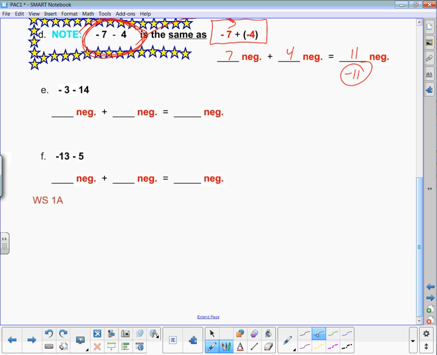So remember, when you see negative 3 minus 14, you have to say to yourself, this is exactly the same thing as a negative 3 plus a negative 14. And really, all I get my students to do is to think this. All right, there's 3 negatives plus 14 more negatives. Grand total, 17 negatives. Final answer, negative 17. It's not hard.